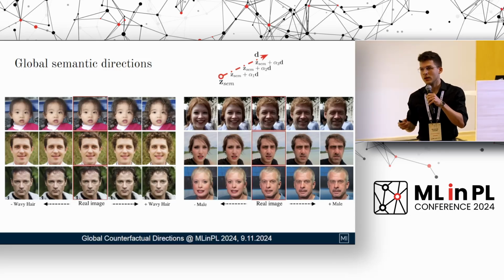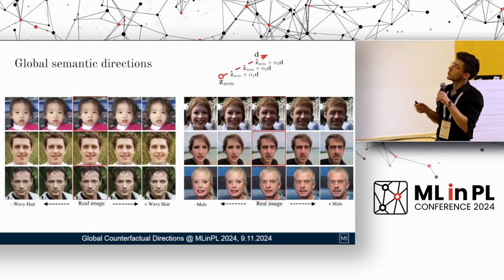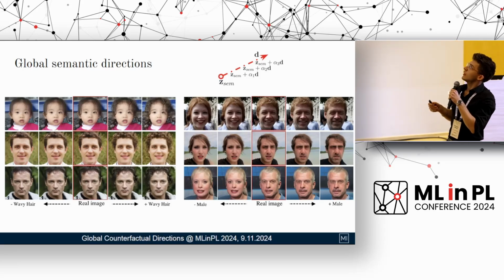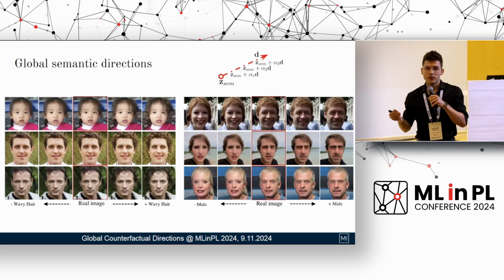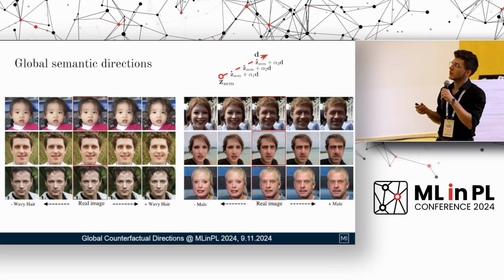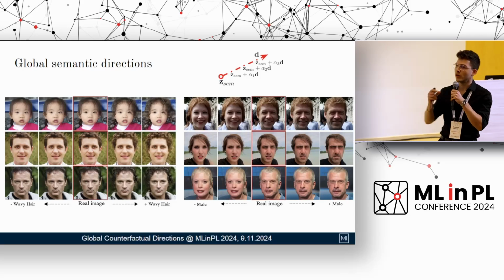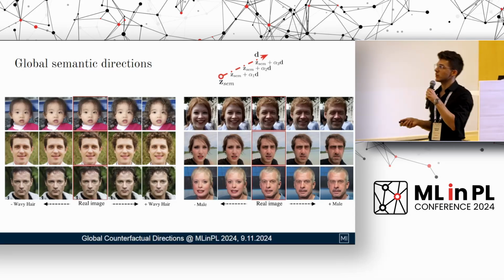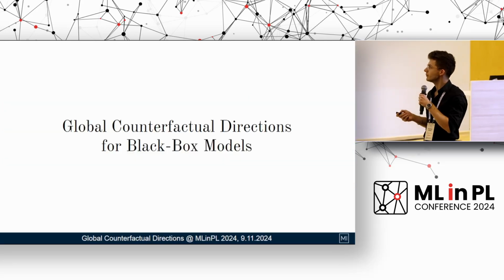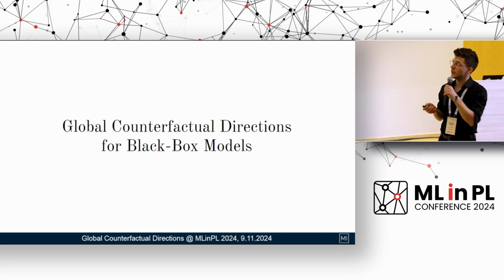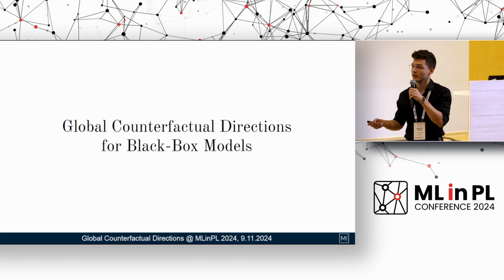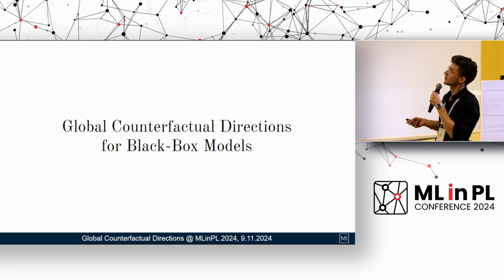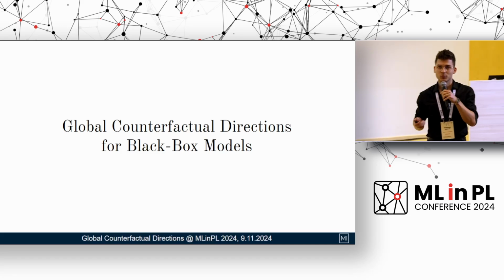of the image. And moreover, there is a very nice property in this semantic latent space that there exist so-called global semantic directions. So you can actually find directions in this semantic latent space that encode concepts globally, like smile or wavy hair. Moving along a single direction always influences the waviness of your hair, for example. Okay, so you may have actually guessed that this is what we will be talking about because the topic of the talk is global counterfactual directions, and it's actually a pretty simple extension of that. But we will be focusing on black box predictive models in this case.